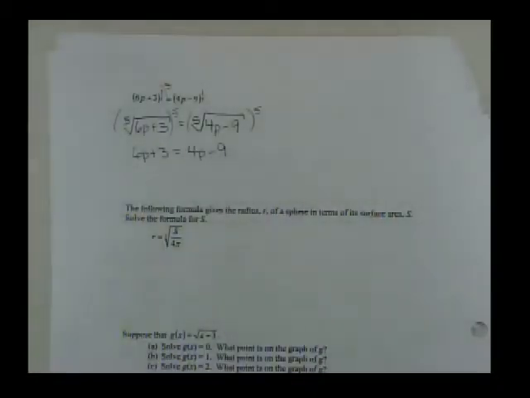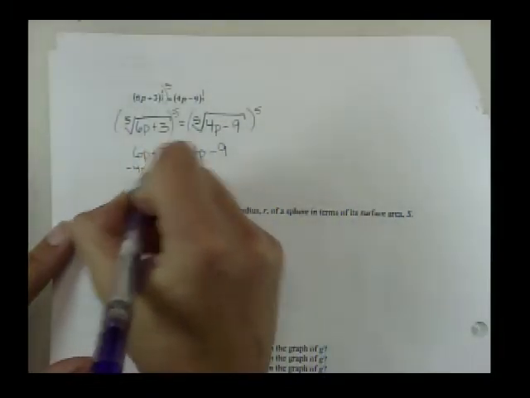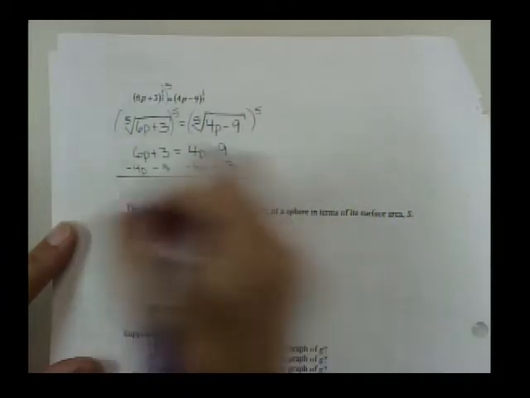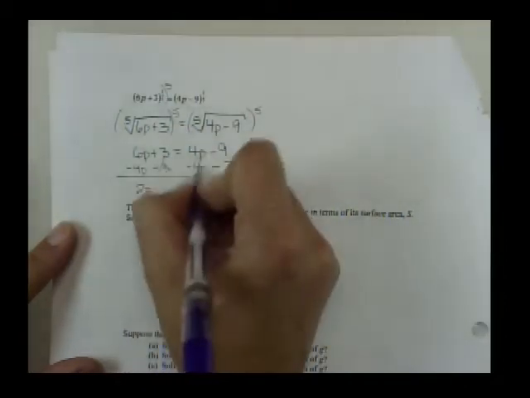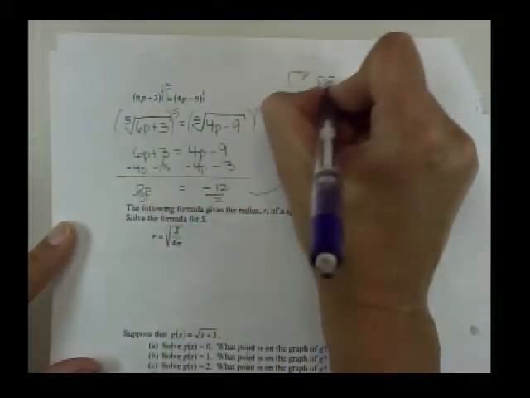Here, there's no variable squared, so we are not going to have to factor. So we just want to get the p's on one side, everything else on the other. So minus 4p minus 3. So we get 2p equals negative 12. So p equals negative 6.